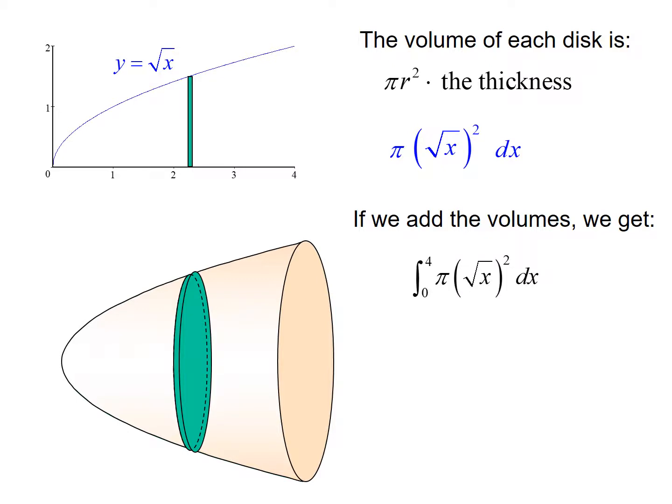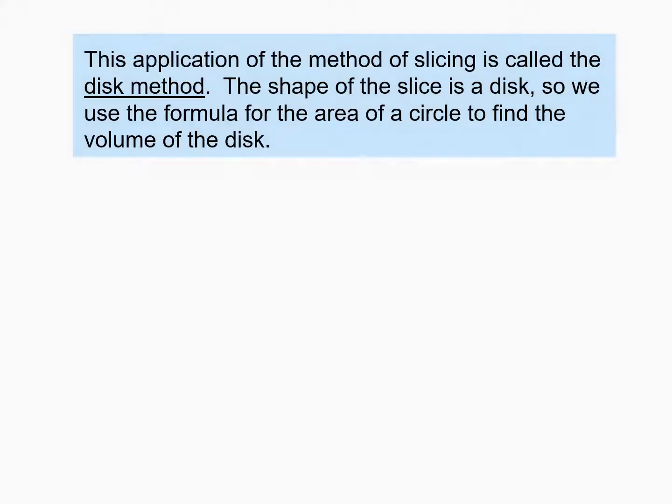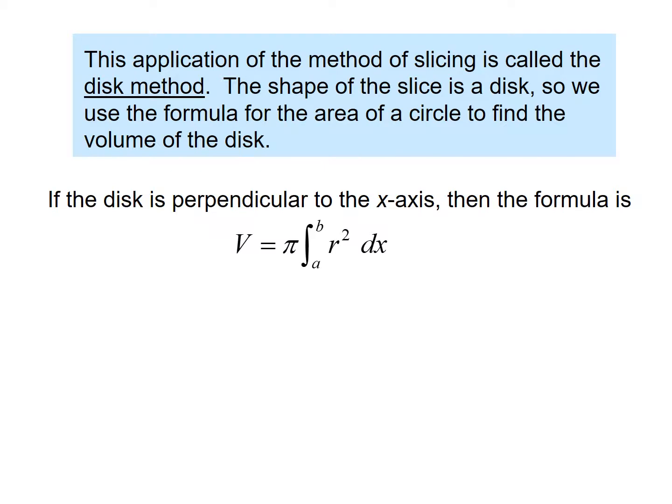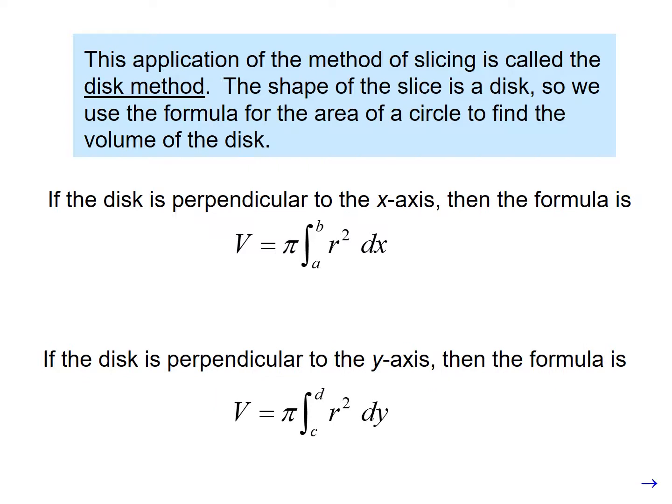So if we want to find the volume now, we add up all these disks from x equals 0 to x equals 4, so we take the integral. And we can simplify and evaluate. So this is what we refer to as the disk method. The shape of the slice is a disk, and we use this formula right here. Volume equals, well, it comes from the volume of a cylinder, pi r squared times the height. So we have pi r squared dx or pi r squared dy. So we just look at our sketch to determine which direction we're slicing, whether our thickness is dx or dy, and then everything comes from there.